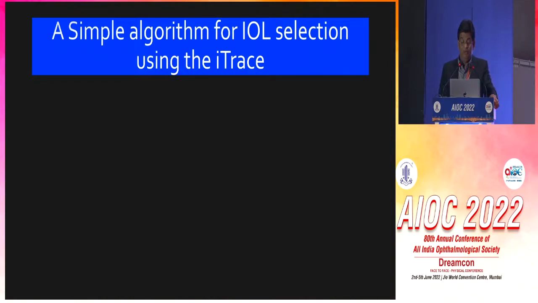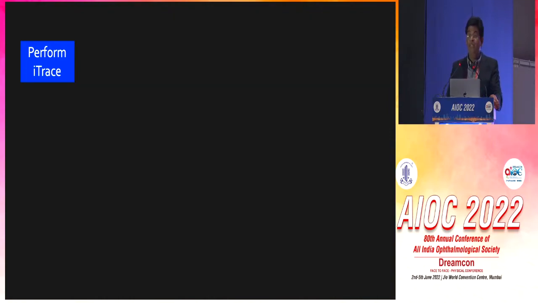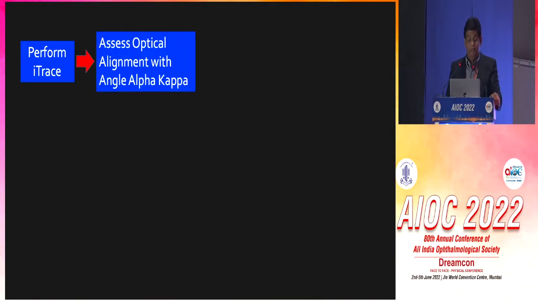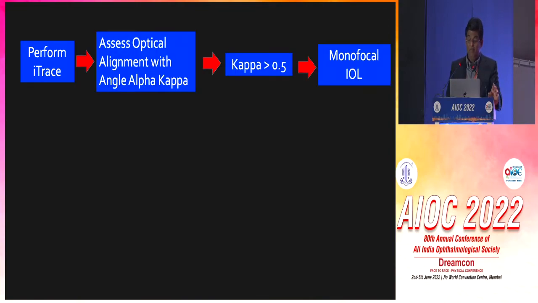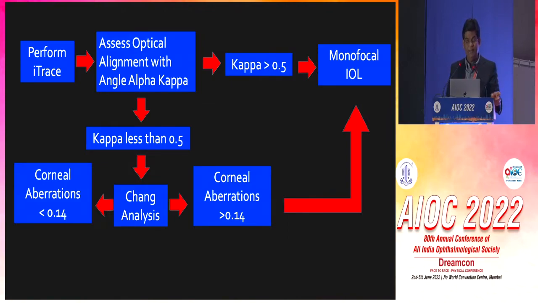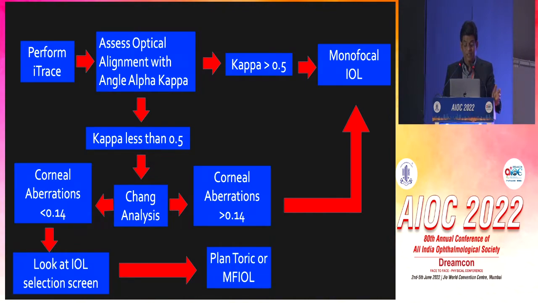So here is a simple algorithm for IOL selection using the eye trace. I'm talking about multifocal IOLs. Perform the eye trace, assess angle alpha and kappa. If the kappa is more than 0.5, do not plan a multifocal IOL. If the kappa is less than 0.5, we look at the Chang analysis. We consider corneal aberrations of 0.14 or more to be significant. So if corneal aberrations are more than 0.14, we should go for a monofocal IOL. And if they are less than 0.14, we can plan for either toric, multifocal or other premium IOLs like enhanced monofocal lenses.